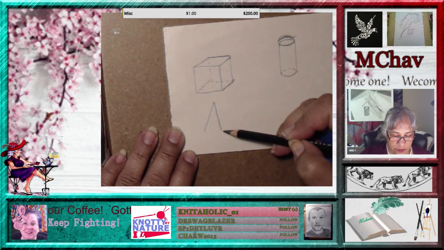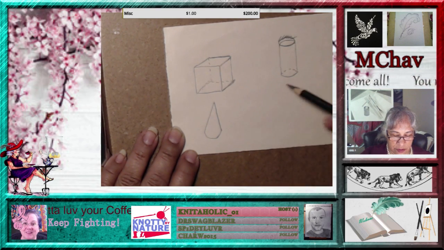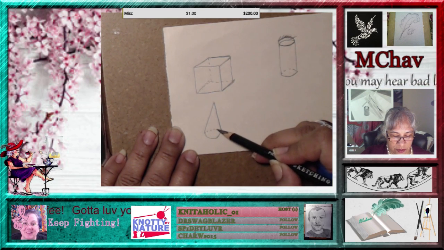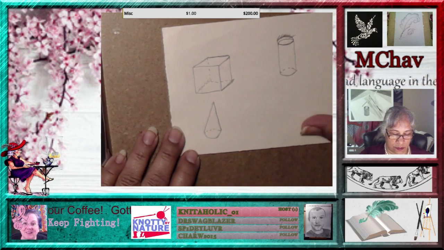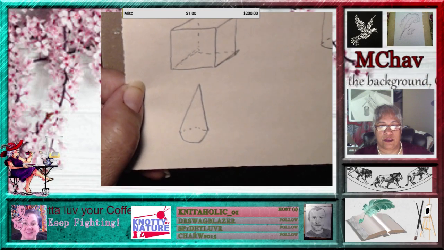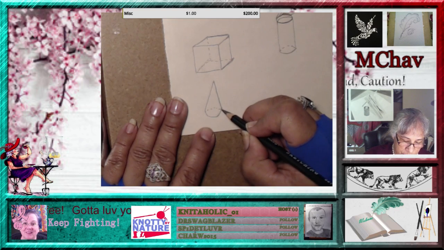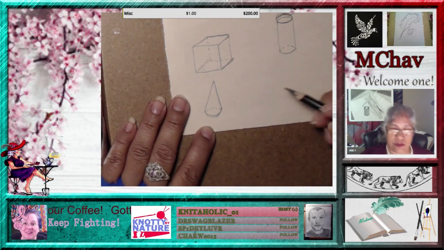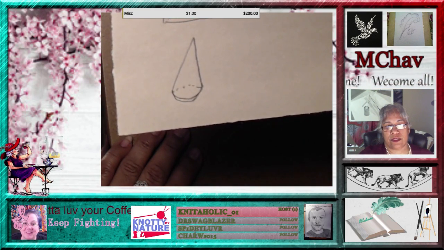Okay, for this part right here, we are going to make it round like the cylinder, and then we're going to pretend that we see the other side. And that makes it look like it's sitting flat. That probably fits better right there.